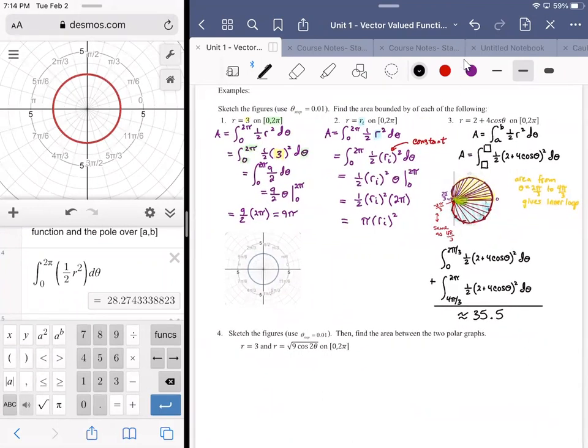I'm just going to call a quick timeout here. So number 4, again, sketch the graph, sketch the figures, then find the area between the polar graphs. So it's a little bit more in the realm of funkiness, but definitely doable. All right. So it's just a question of the approach that you want to use, because if you look at the previous page, there's a formula.